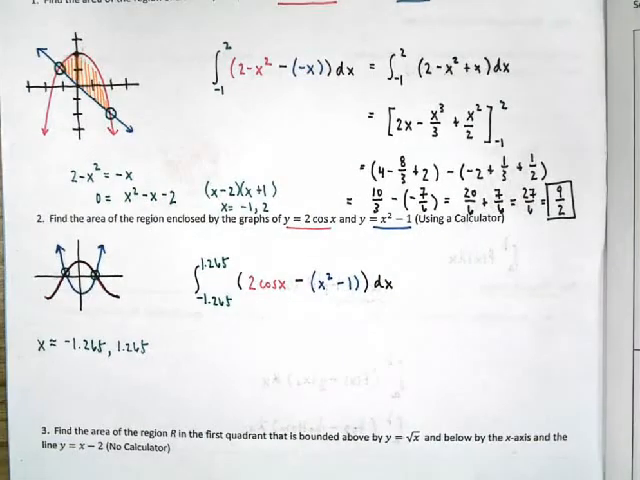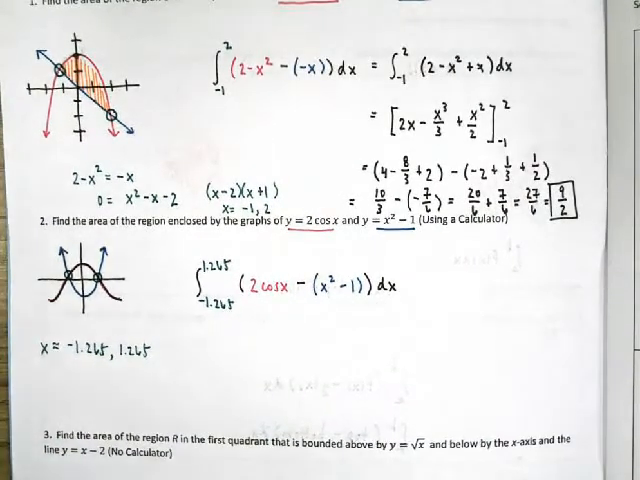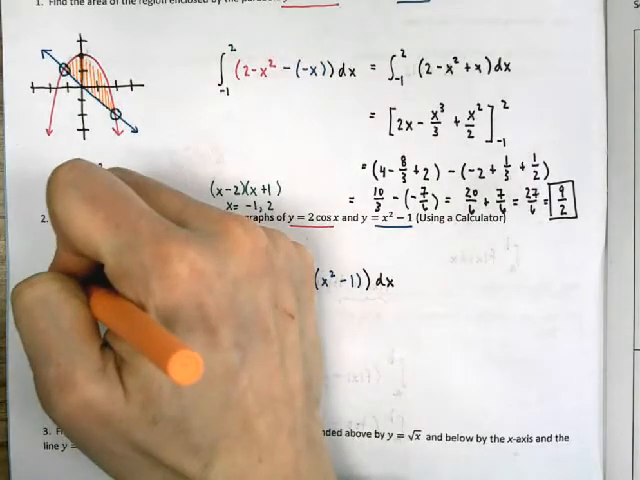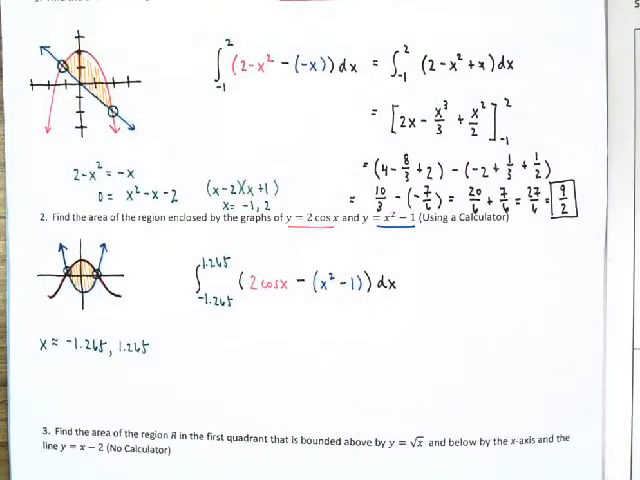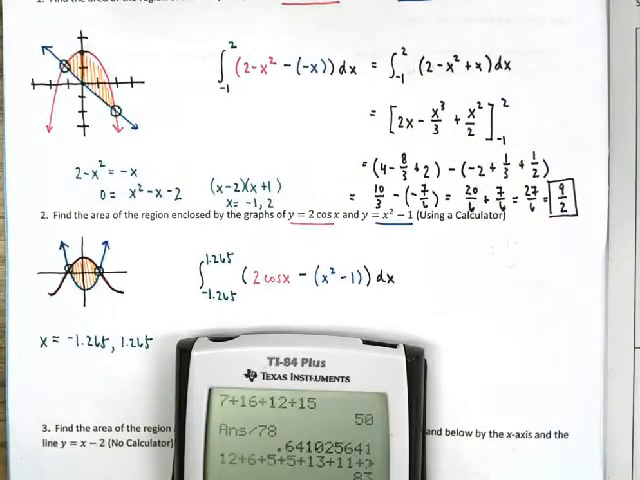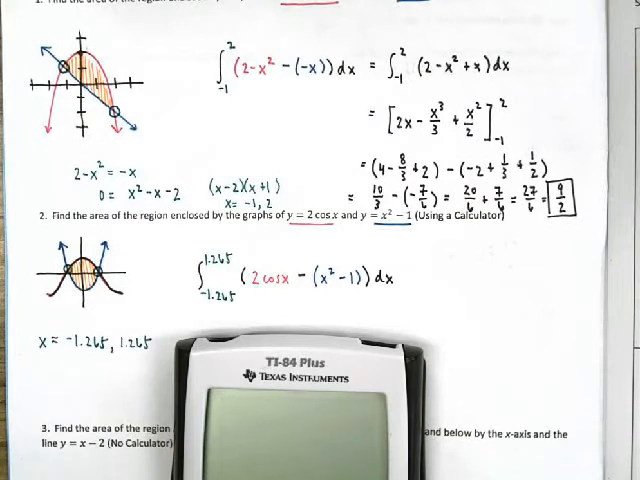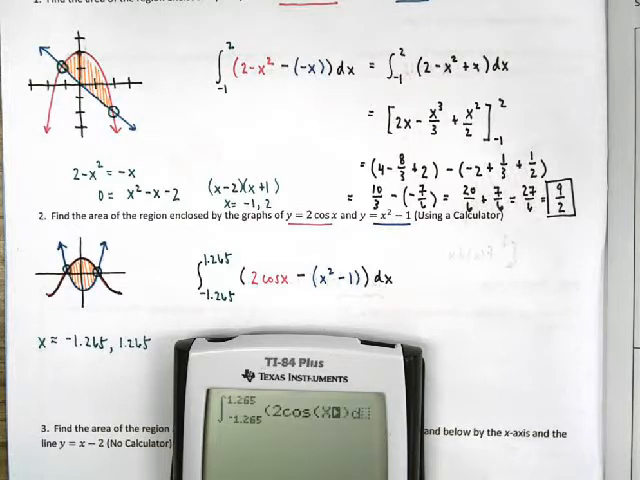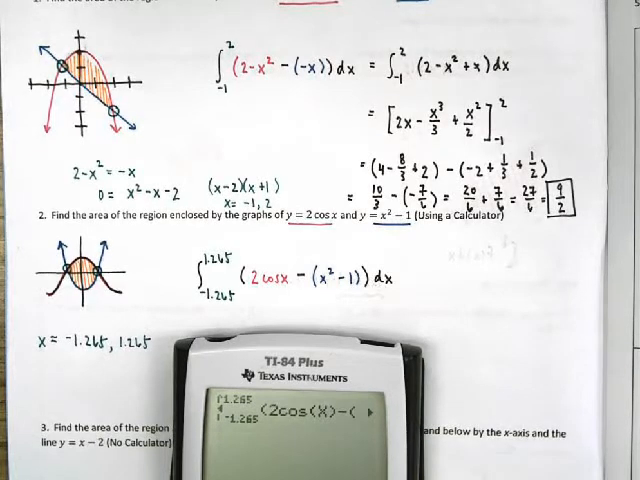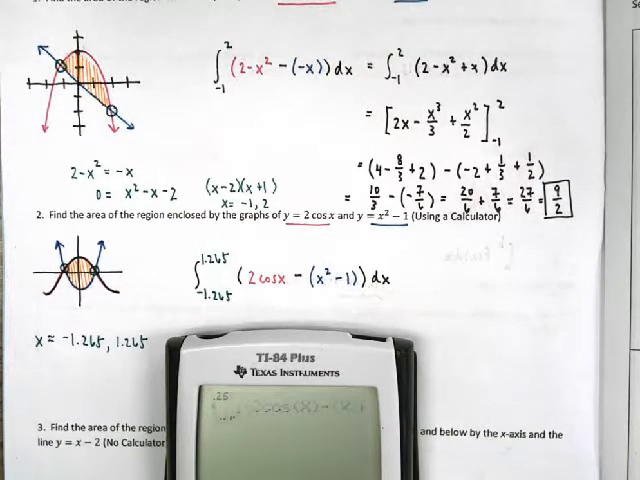And again, since this is a calculator now, we're just going to use our calculator to find that area. And again, the area we're after is the area that's trapped between those 2 curves. So I'm going to go here, let's see, to Math 9. Negative 1.265. I'm going to enter it just like it is on my paper, to 1.265. I have 2 times the cosine of x minus, again, I'm using parentheses for x squared minus 1.